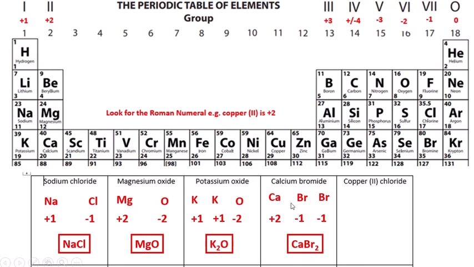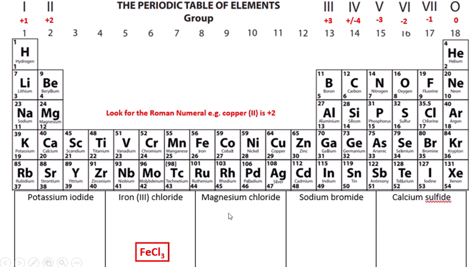And finally, copper 2 chloride, Cu copper, Cl for chlorine. Copper 2, so the 2 tells us that copper is +2, so we put that in. Chlorine is over here, group 7, so -1. So that means again we have to use two chlorines for every copper, so then it'll be CuCl2.